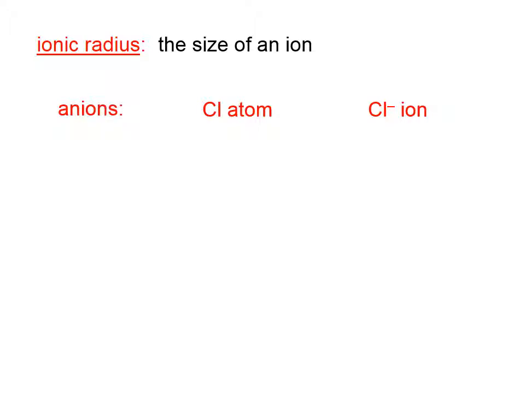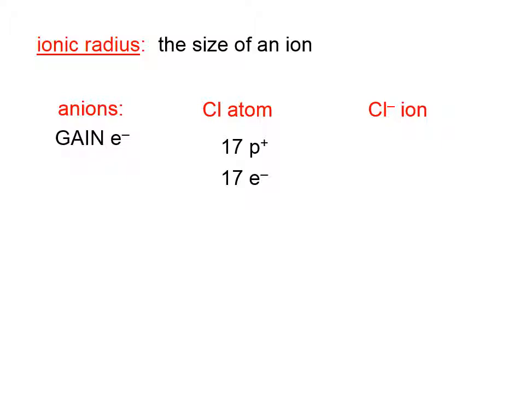Let's tackle anions first. Anions, as you recall, are negatively charged ions. And the reason they're negatively charged is because they've gained one or more electrons. So let's use chlorine as an example. A chlorine atom, we can look up from the periodic table, has 17 protons in its nucleus. And when we use the term atom, it's implied that the number of electrons equals the number of protons. So a chlorine atom has 17 electrons.